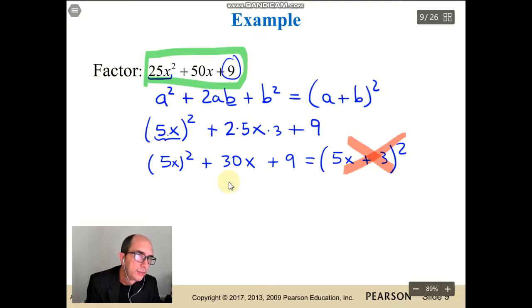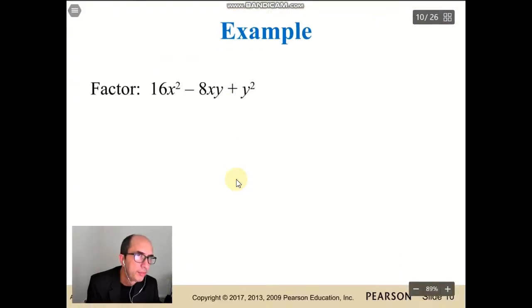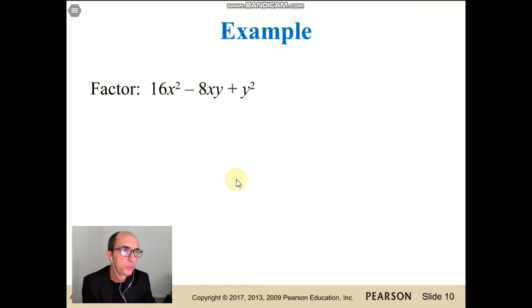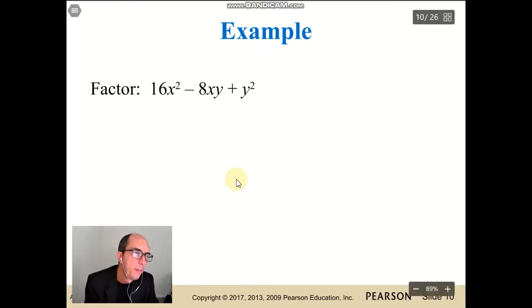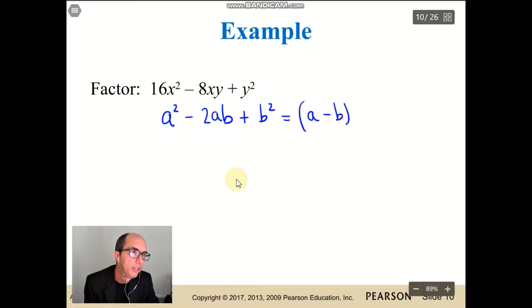And let's try one more example. And now we have 16x squared minus 8xy plus y squared. And we have to rewrite this and make it look like a squared minus 2ab plus b squared to be able to factor as (a minus b) squared, right?